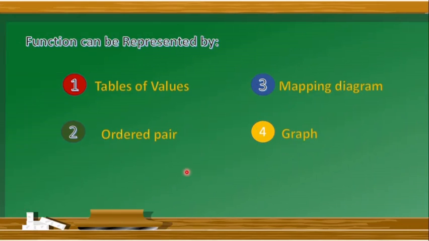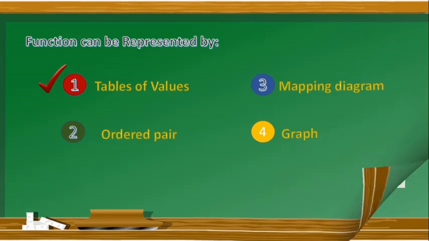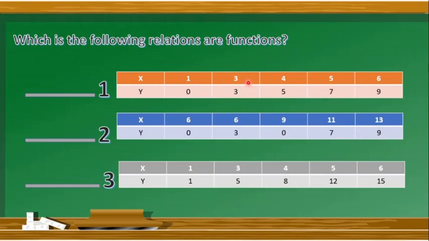Okay, we have four ways to represent a function: number 1, table of values; ordered pair; mapping diagram; and graph. Let us first talk about the table of values. I have here three tables of values. How do we know that a table of values represents a function?